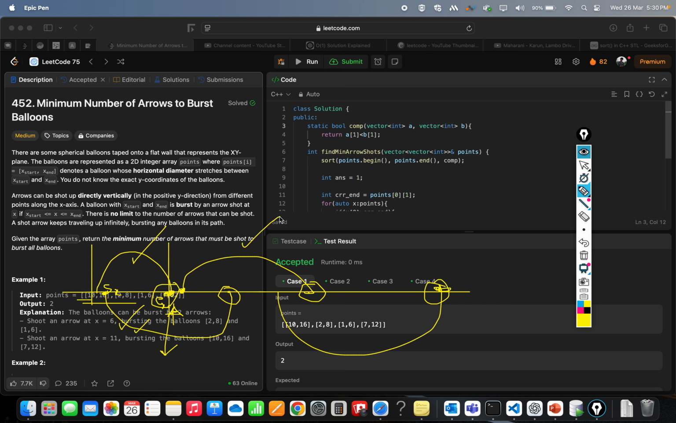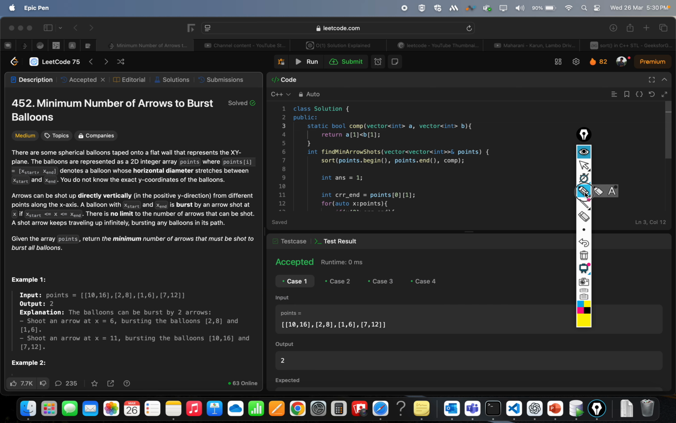Then I have this balloon, so I take this end point and check how many balloons I can burst. All those starts which came before this end, I can burst those. And how do we do this in linear time complexity? First of all, we have to sort those intervals, so that will be done in n log n time complexity.